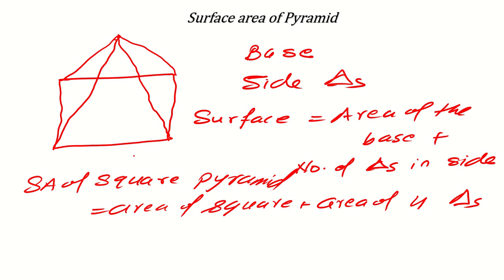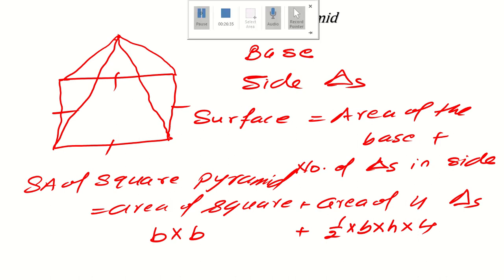Why 4 triangles? Because you will have 4 sides, 1, 2, 3, 4, and on every side you will have a triangle. So 4 triangles. And how will you find the area of the 4 triangles? Half multiply base multiply height, and total multiply by 4, and the area of the square base will be b multiply b. Like this you can do the question.